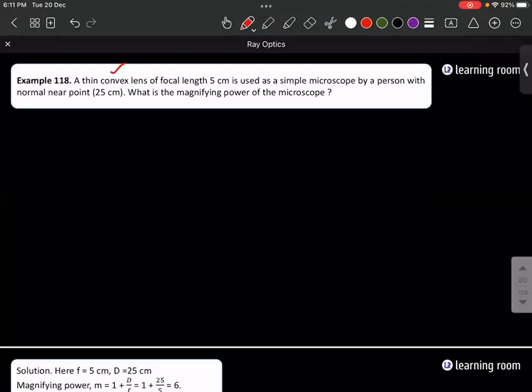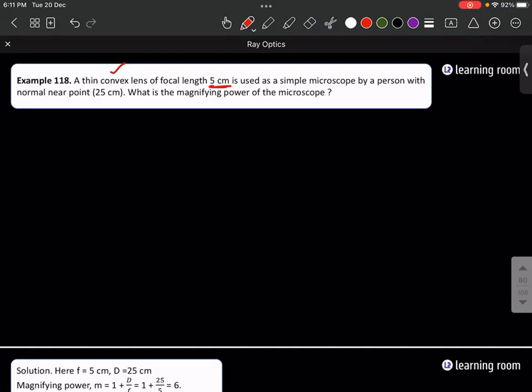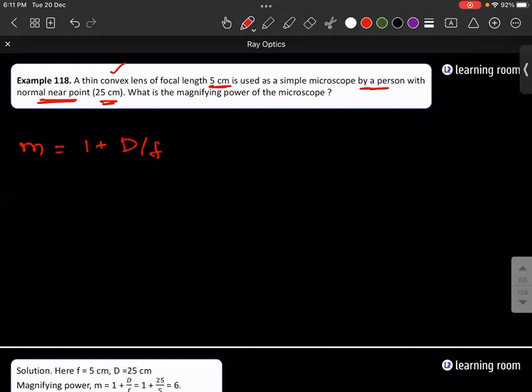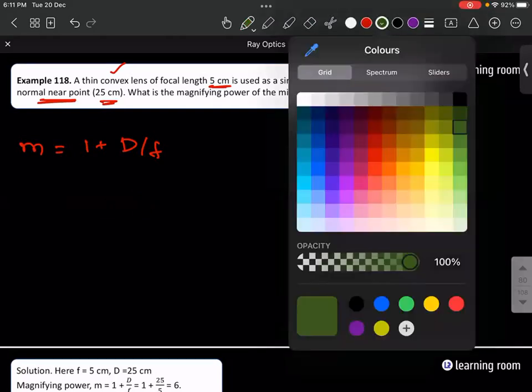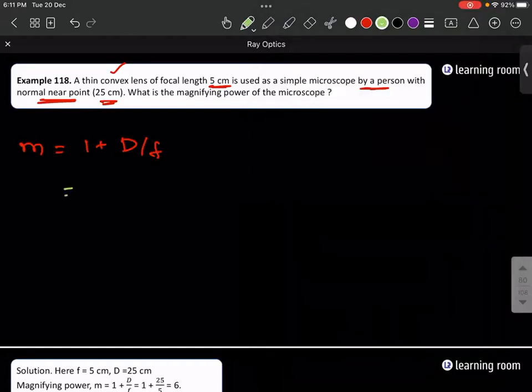Having said this, we'll get started with the first problem. There is a thin convex lens of focal length 5 centimeter, which is used as a simple microscope by a person with a normal near point of 25 centimeter. What is the magnifying power of the microscope? So M is equal to 1 plus capital D divided by f. What is the value of capital D? It is 25. So 1 plus 25 divided by f, which is 5. So the answer will be 6.